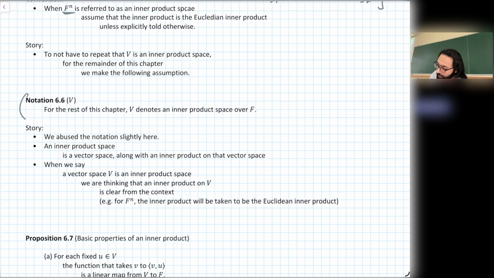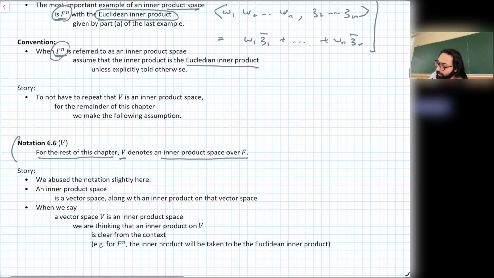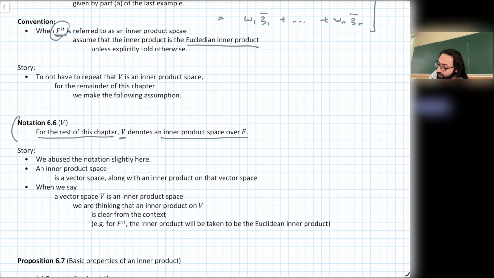This is just saying that this is the notation for the rest of this chapter. V denotes an inner product space over F. So if V is Fn, then we know that it's a Euclidean inner product. And for the rest of this chapter, when we talk about a vector space, we are implicitly going to assume that it's an inner product space. That is all it is. So we'll not say repeatedly that V is an inner product space. That's it.